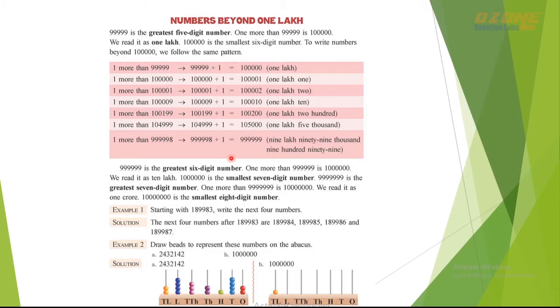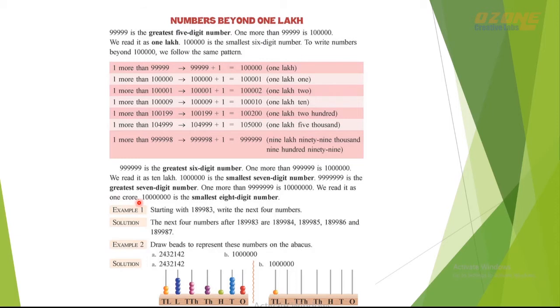1 more than 99,999 gives 1 lakh, then 1 lakh and 1, 1 lakh and 2, 1 lakh and 10, and so on up to 9,99,999. That is the greatest 6-digit number. 1 plus if we give, we will get 10 lakhs. 10 lakhs is the smallest 7-digit number, and 99,99,999 is the greatest 7-digit number. If you add 1 to that, we will get the smallest 8-digit number, that is called 1 crore.